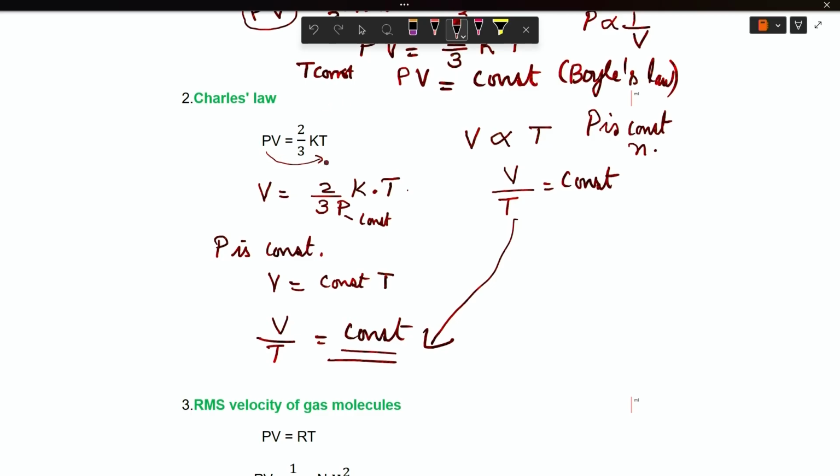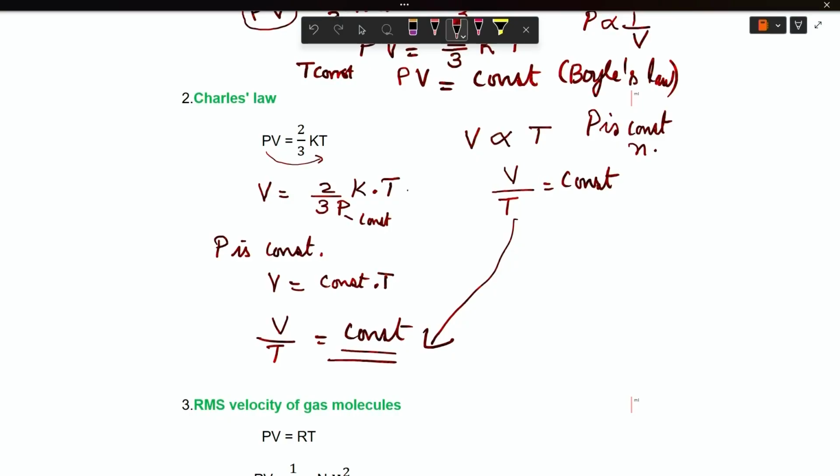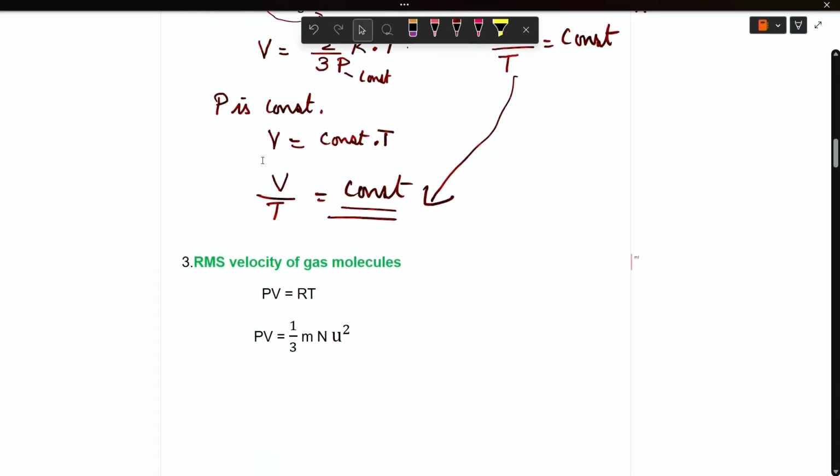We have to reach this equation, take pressure from this side to the right hand side, and keeping pressure constant, all the terms except T are constant on the right hand side. Since pressure is constant, we have V equal to a constant into T, or I can put it as V by T is a constant, which is Charles' law. Next is RMS velocity.